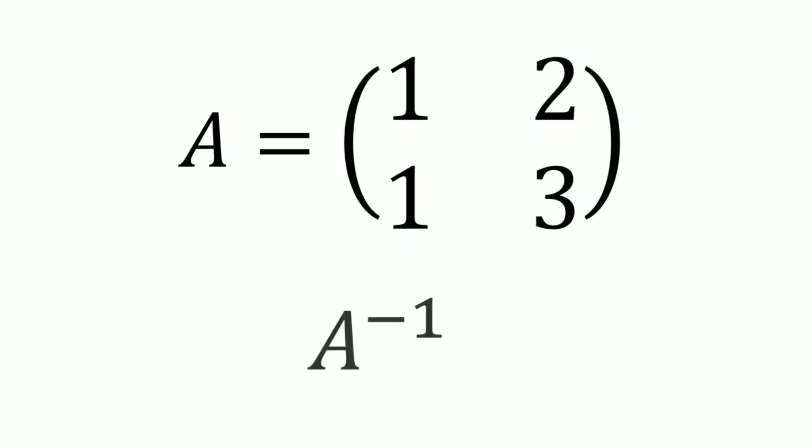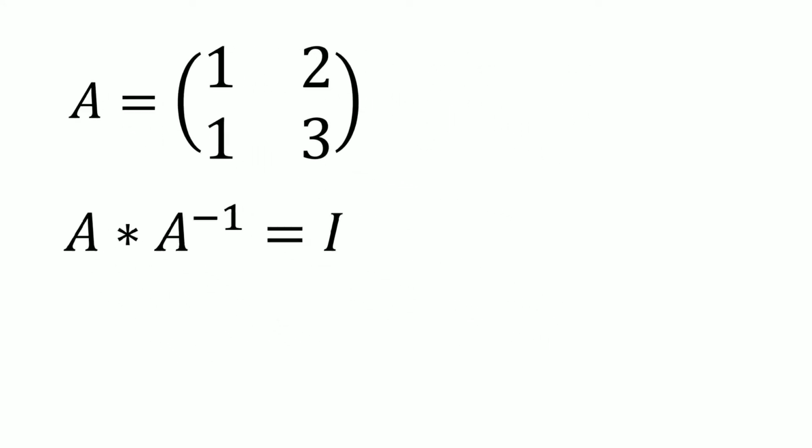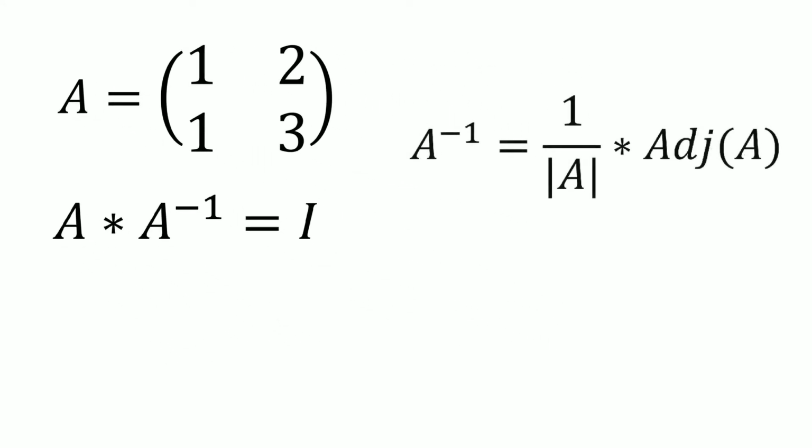In case of matrix A, we use A raised to the power of -1 to denote the inverse of A. The inverse of a matrix is a matrix that when multiplied with the original matrix gives us the identity matrix. The easiest way to find the inverse of matrix A is by using the formula which you can see on your screen now. The inverse of matrix A equals 1 divided by the determinant of A multiplied by the adjoint of A, which is also known as the adjugate. Note that for this formula to have a result, the determinant of A cannot be equal to 0.